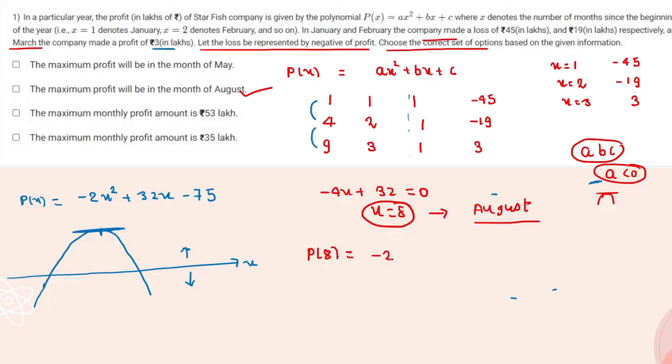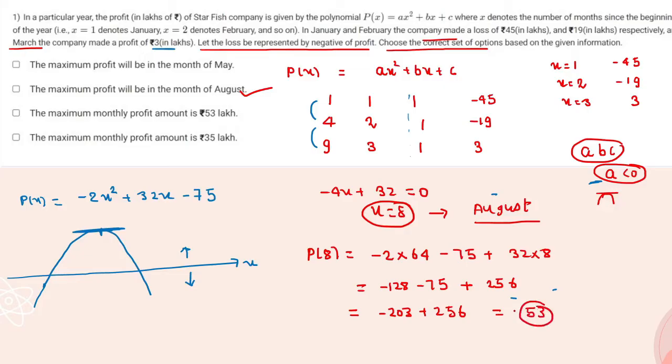So it will give minus 2 times 64 minus 75 plus 32 times 8. Okay, so this is minus 128 minus 75 plus 256. So minus 128 and minus 75 will give minus 203, plus 256. Okay, so simply this is 53. So the company will make a maximum profit of 53 lakhs.